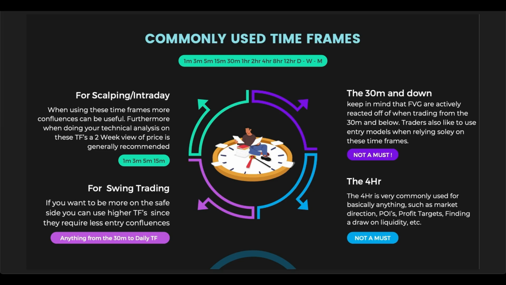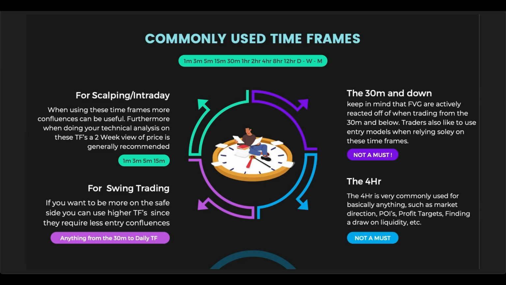Now, as for swing trading, you can use higher time frames since they require less entry confluences. Now, you'll see what I mean later on down the slides or in the series. I will give you some examples of how you can use higher time frames and how they require less entry confluences. Anything from the 30 minute to the daily time frame can be used for swing trading.